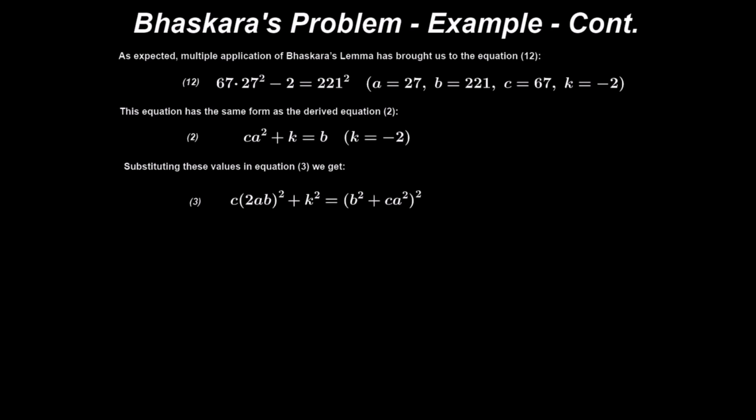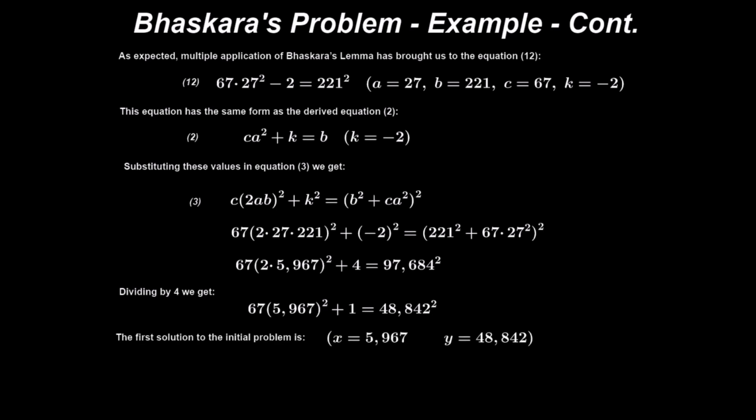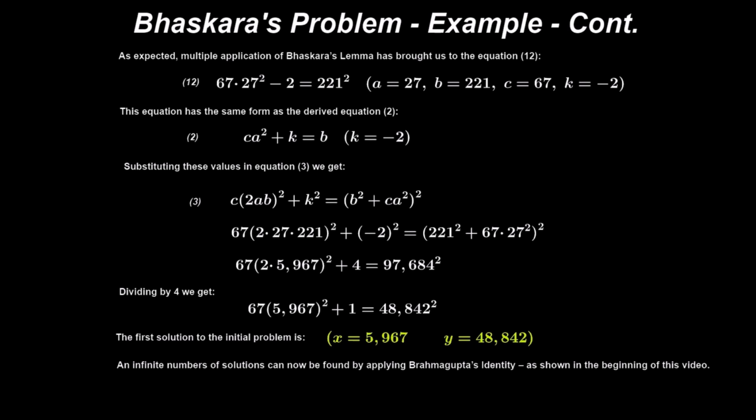our initial equation: 67 multiplied by 5967 square plus 1 equals 48,842 square. Starting from this fundamental solution, x equals 5967, y equals 48,842. And using the method described in part 3 of this video, one can generate an infinite number of solutions.